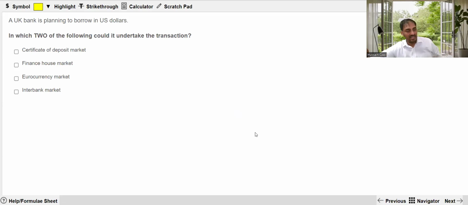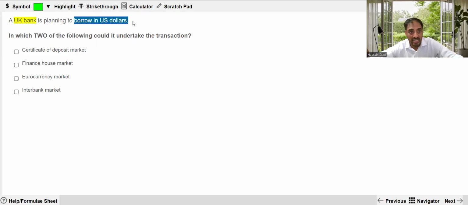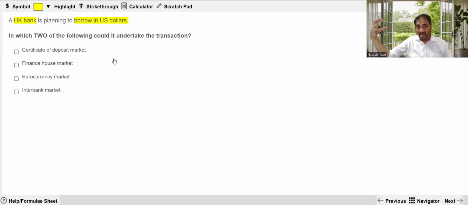Yes, another question. Sir, all the questions related to financial management function environment. This practice session, section 8 type question, it's about financial management function environment. UK bank wanted to borrow in US dollar. A UK bank, local currency is sterling, but they wanted to borrow money in US dollar.